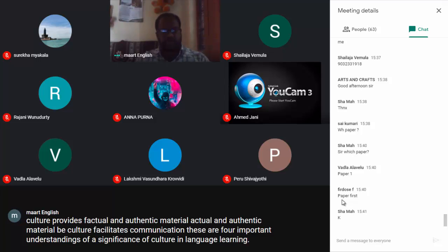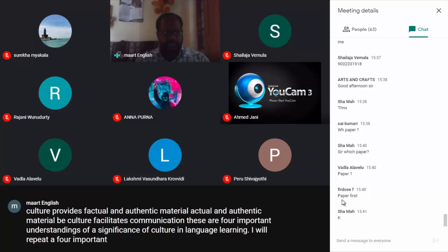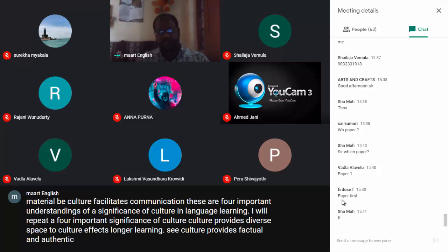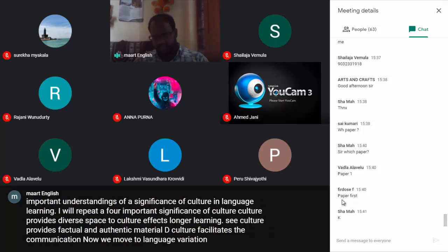I will repeat the four important significance of culture. One, culture provides diverse space. Two, culture affects language learning. Three, culture provides factual and authentic material. Four, culture facilitates the communication. Now we move to language variation in society and culture.